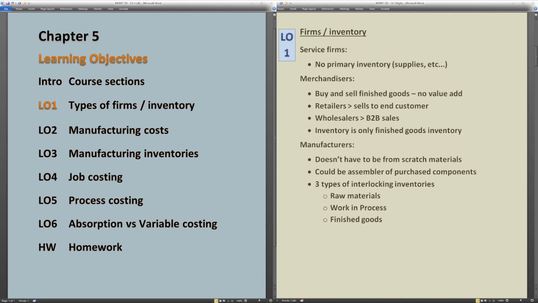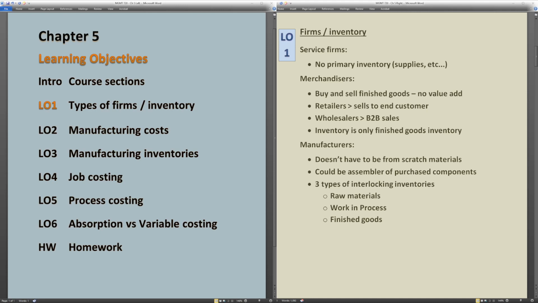So the first couple of learning objectives, as you can see on the left-hand side, are going to be introducing some of the basic information we need to know, and then we apply it in learning objectives 4 and 5, where we actually get into the 2 models that we're going to be working on, job costing and process costing. So this first bit of information is to remind you that accountants look at businesses according to how they handle inventory, because inventory is such an important part of business and part of valuation and also expenses.